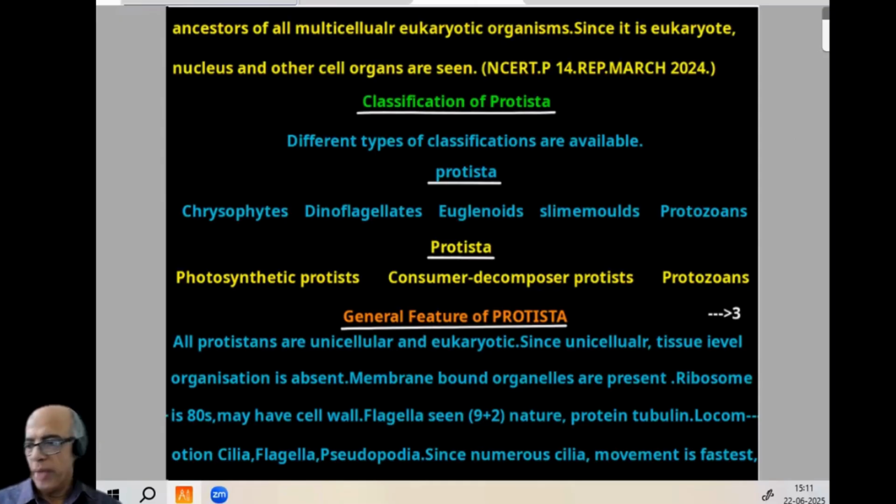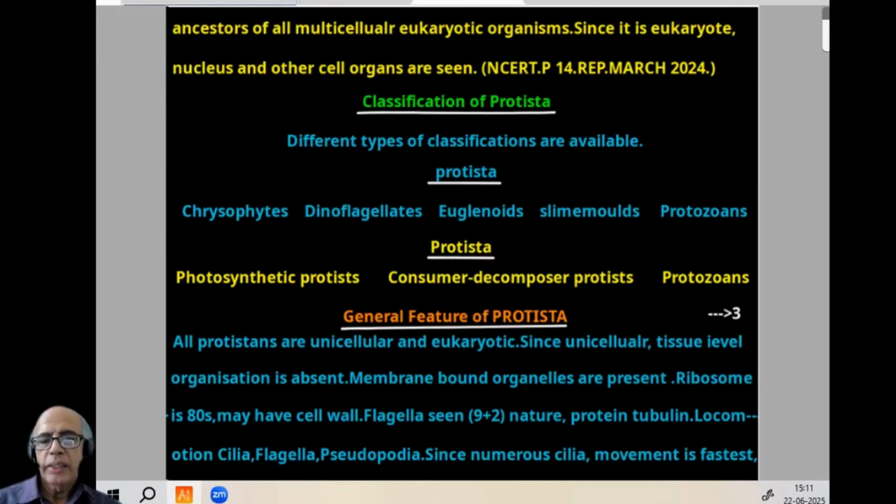Now, classification of protists. Different types of classifications are available, so two we will be explaining here. One is Protista: Chrysophyta, dinoflagellates, euglenoids, slime molds, and protozoans. The other is Protista: photosynthetic protists, consumer-decomposer protists, and protozoan protists.